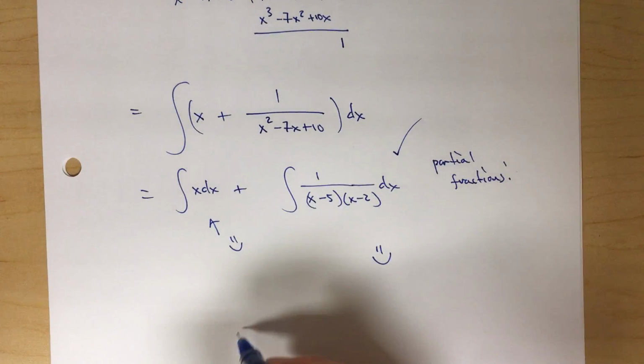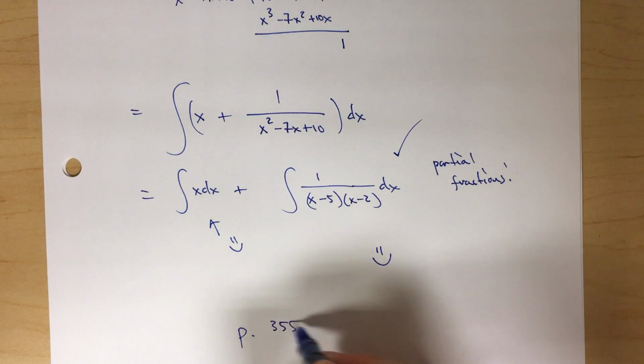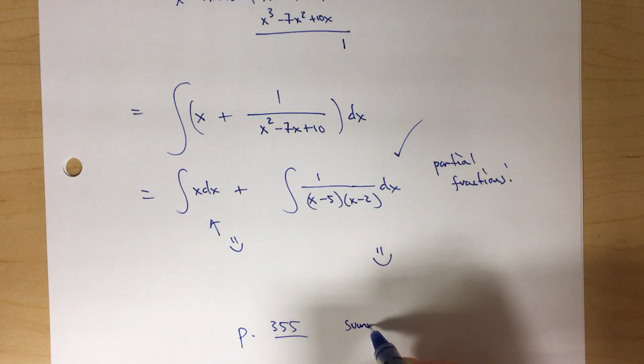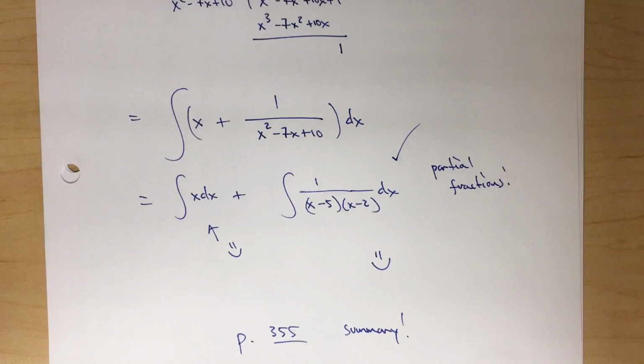I encourage you to look on page 355 for a summary of all this stuff. It's a lot. I think page 355 has a nice summary of all this. I'm just going to check really quickly here. Page 355 in your textbook has a nice summary and strategy for integrating a rational function. So you can look at that. And just be thankful we're not doing trigonometric substitution yet.